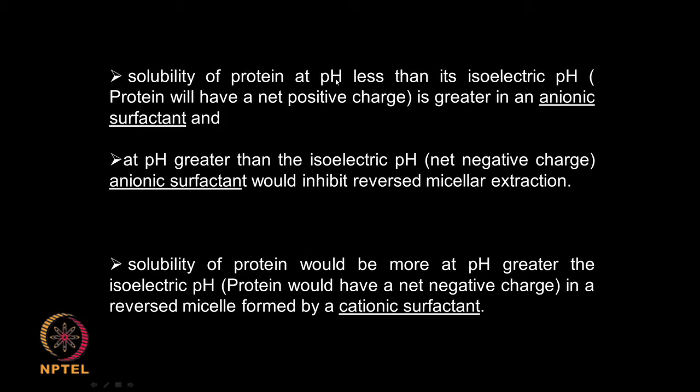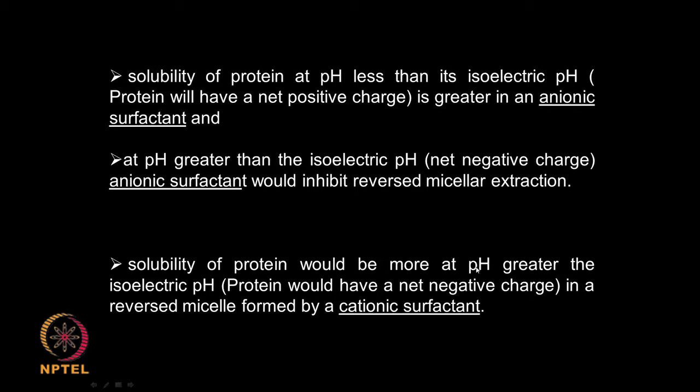Consider the solubility of the protein at pH less than its isoelectric pH. You all know what isoelectric pH is, right? That is the pH at which the protein will not have any charge. But when the pH is less than the isoelectric pH, the protein will have a positive charge, and then solubility is greater in an anionic surfactant. So if you are working at a pH less than the isoelectric pH of the protein, the protein will have a positive charge, so it is better to have an anionic surfactant. If the pH is greater than the isoelectric pH, then it will have a negative charge, and an anionic surfactant would inhibit reverse micellar extraction.